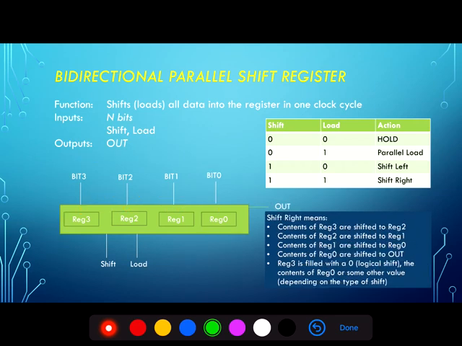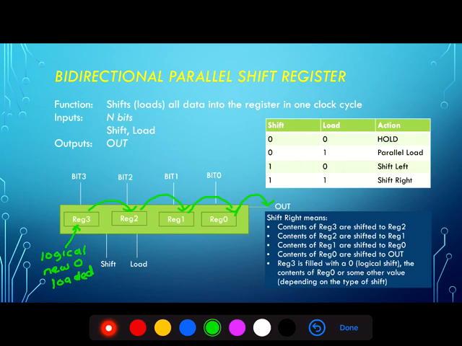In shift right, it's exactly in the opposite direction. The contents of register 3 go to 2, register 2 goes to 1, 1 goes to 0, and the contents of register 0 go to out. And register 3, again in a logical shift, is loaded with a 0, so the new value in register 3 will be a 0 if we have a logical shift right. And we can have other types of shifts as well that define what's going to happen to that now empty register.